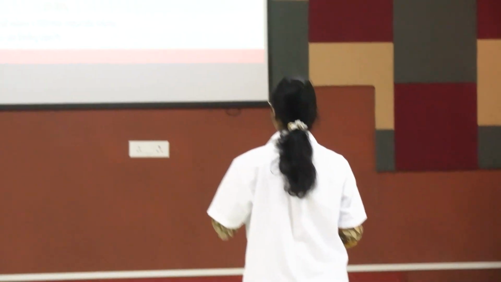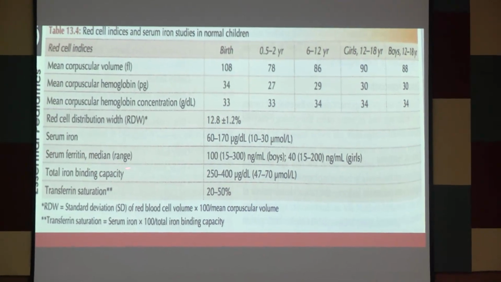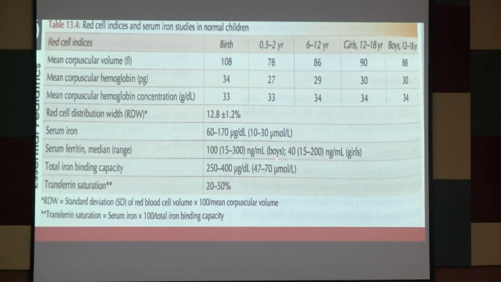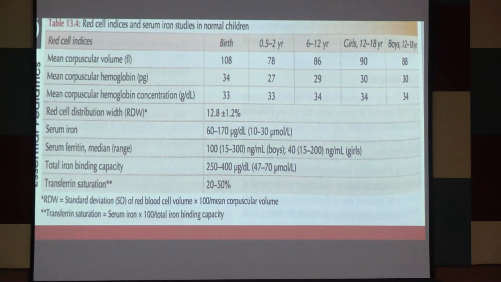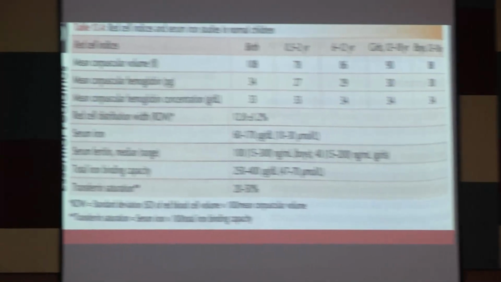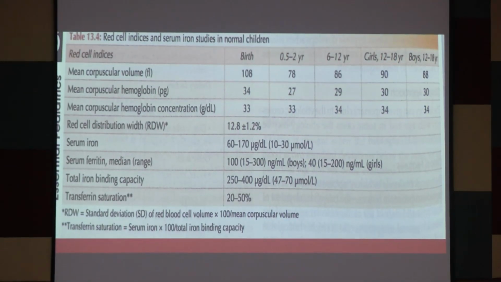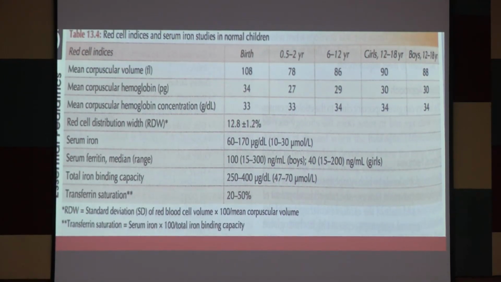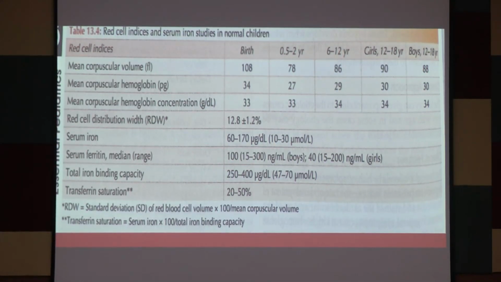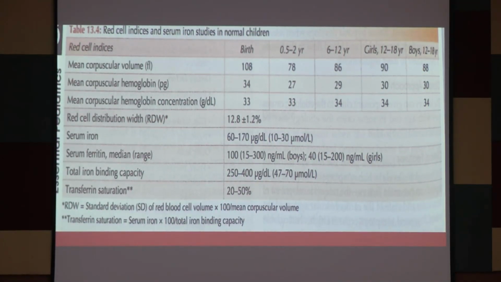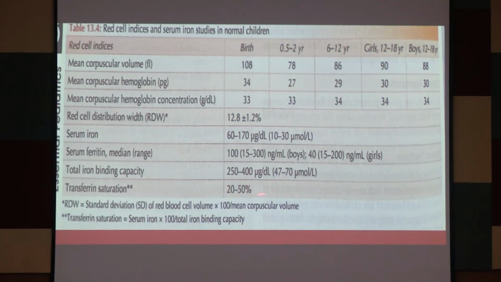And again, serum iron, normal values are 60 to 170 microgram per dl. Ferritin normal is 100 nanogram per ml in boys and 40 in girls. Total iron binding capacity, what do you mean by it? Just say the name, it is total iron binding capacity. If I am going to have deficiency, my body needs more and more iron, so my capacity of binding iron will be more. Then transferrin saturation, normal transferrin saturation is 20 to 50%.